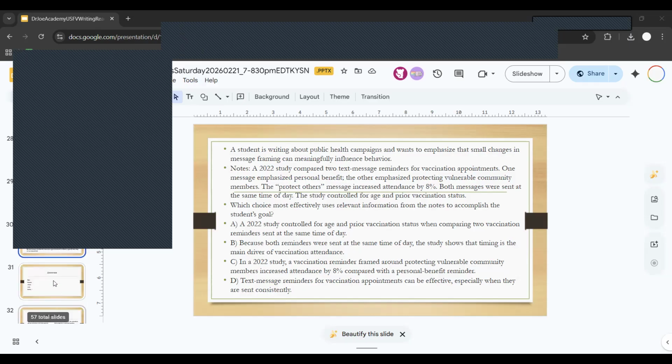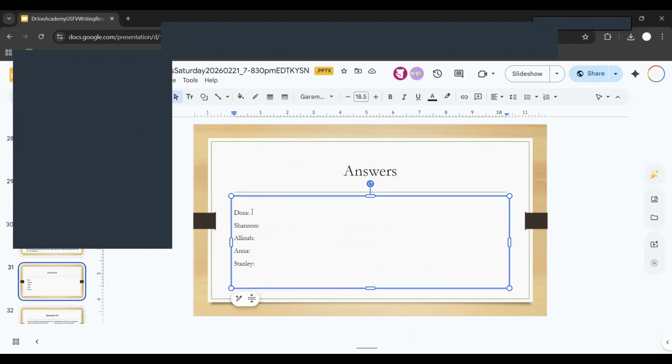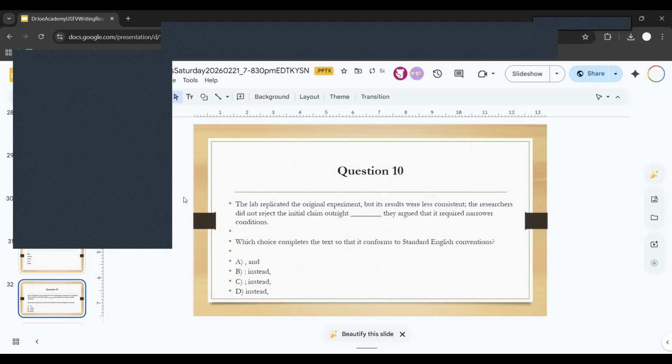Okay, great. Everyone did get the correct answer. It is C. And Anna, I just resent the link so you can join into the Google Slides. All right, let's take a look at the 10th question. Anna, can you please go ahead and read this question?